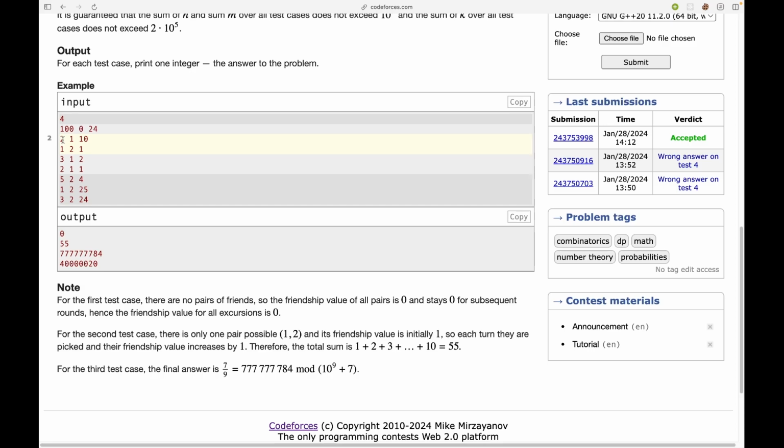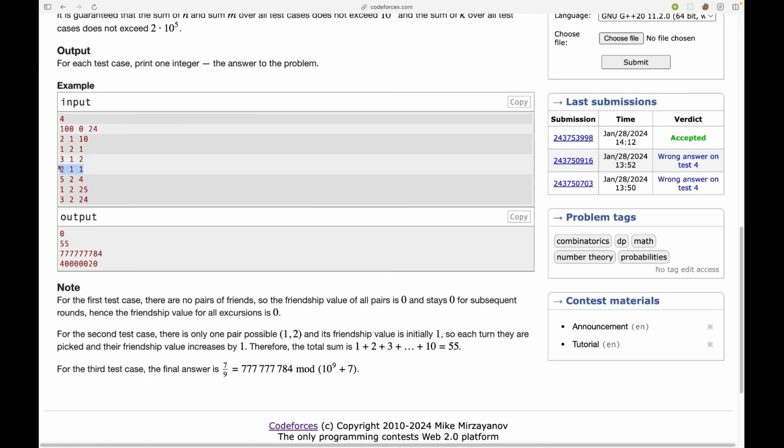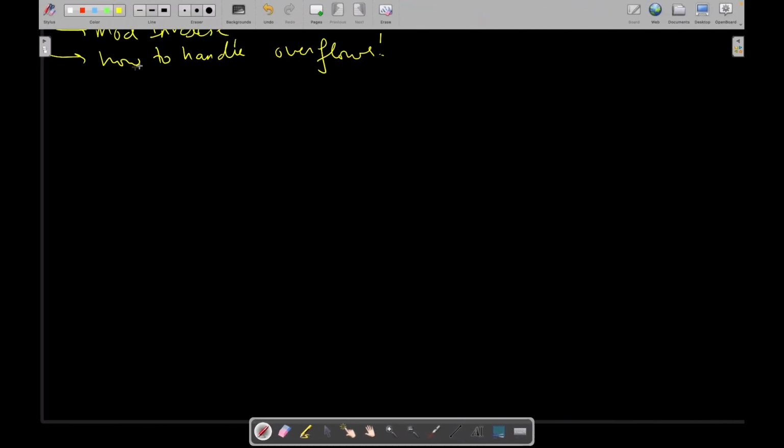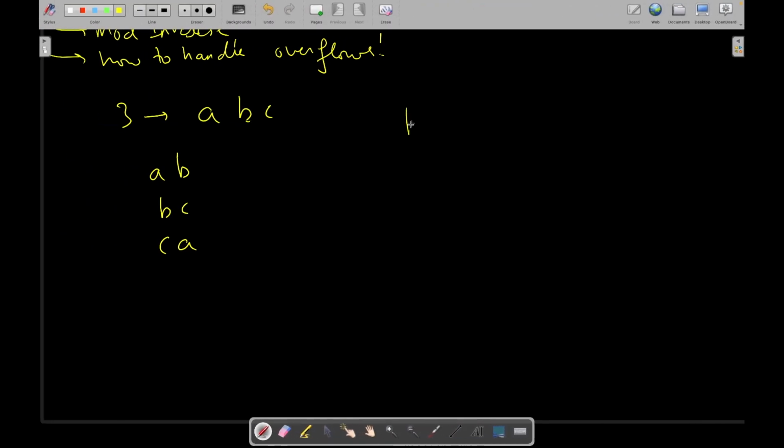Now let's first discuss the third test case because it is more interesting. We have a group of 3 friends, A, B and C. Let these be the names of the friends. For every trip I can either choose AB, BC or CA, right? And we are given that the friendship of B and A is 1, or I can say A and B is 1. Both mean the same thing.